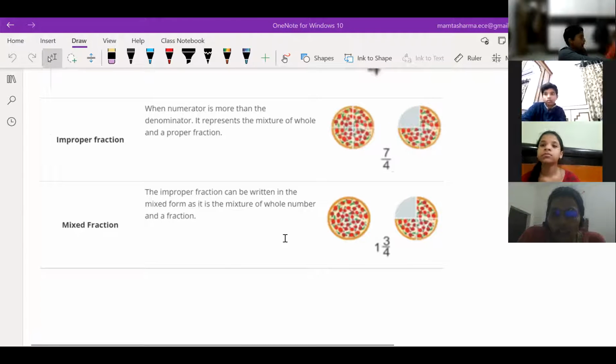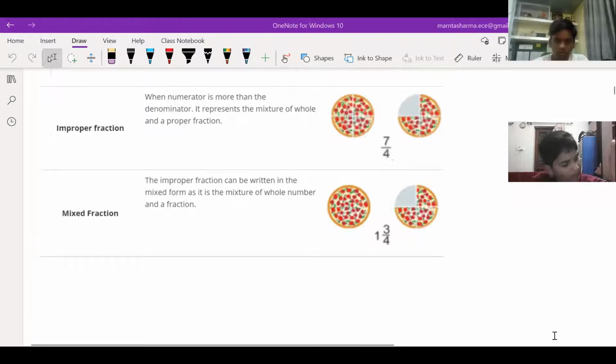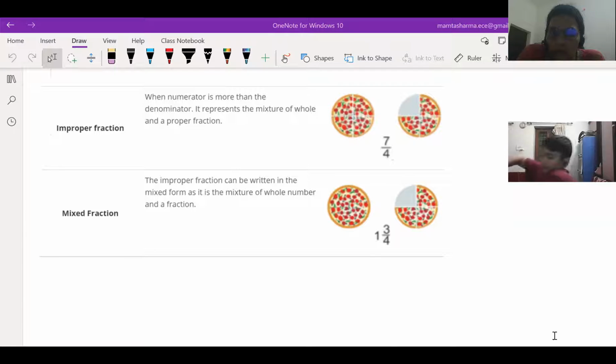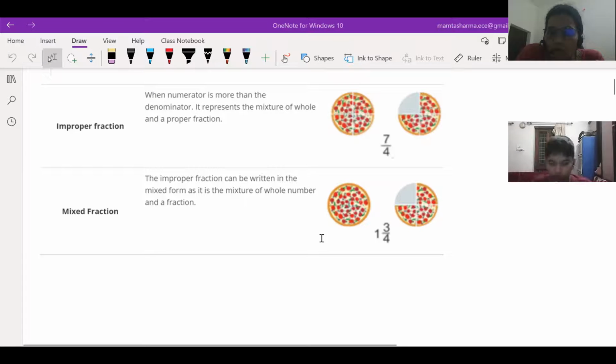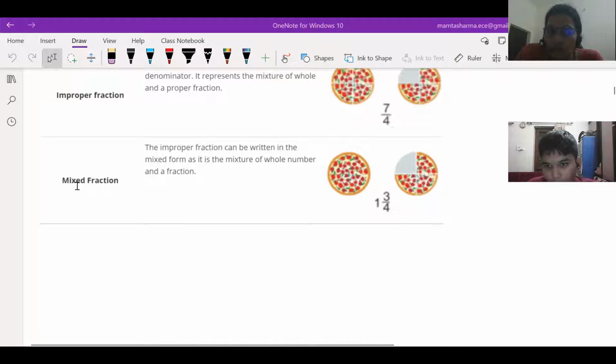Now mixed fraction. What do you mean by a mixed fraction? Gohit, tell me. Ma'am, a mixed fraction is a fraction that's more than a whole. Or it is a mixture of both numbers and fractions. Yeah, very good. Mixed fraction means the name itself tells us that mix means mixture. Mixture of whole number and a fraction.